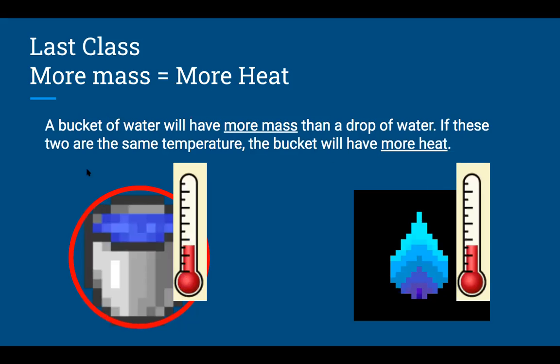Okay, so we also, as a reminder, how does mass affect temperature? Mass does not affect temperature. Mass affects heat. So the bucket here, because it has more mass, that means it has more heat. We see the little thermometer says both of these things are the same temperature. The bucket clearly has more mass than a drop of water, so it has more heat.